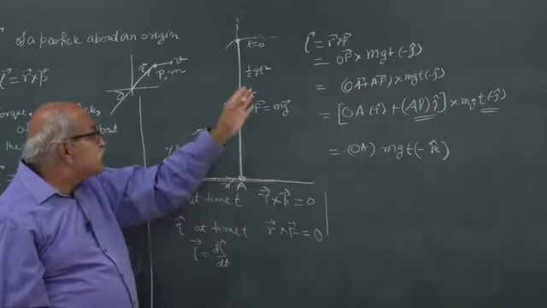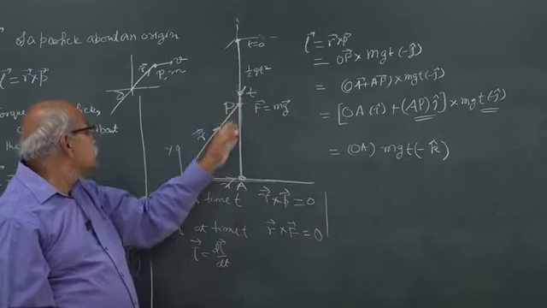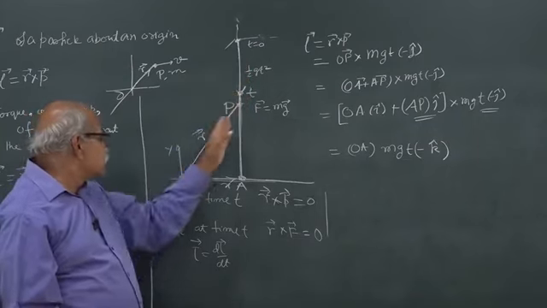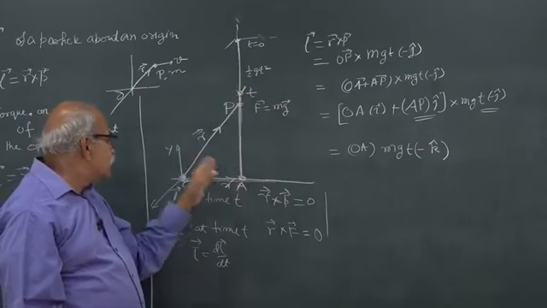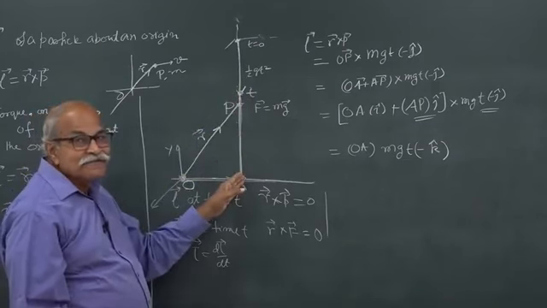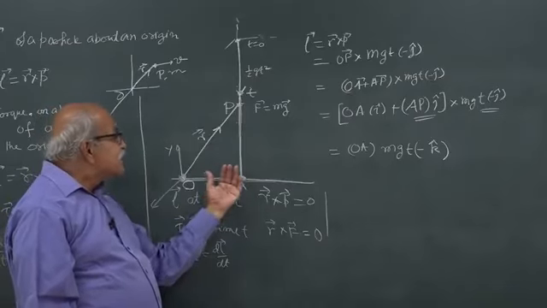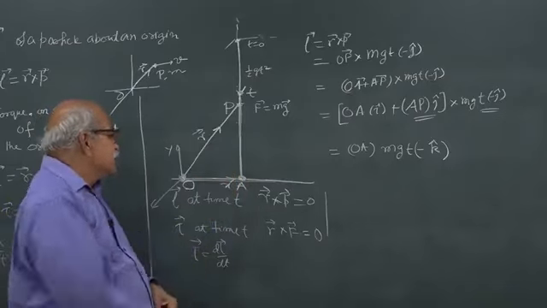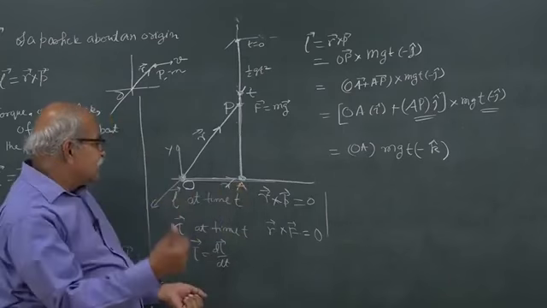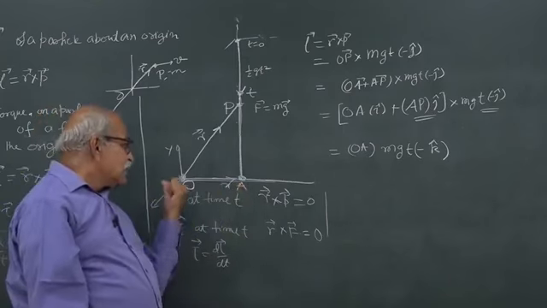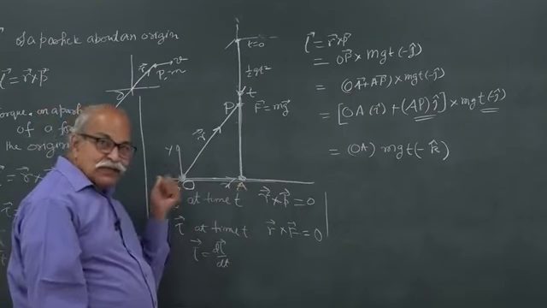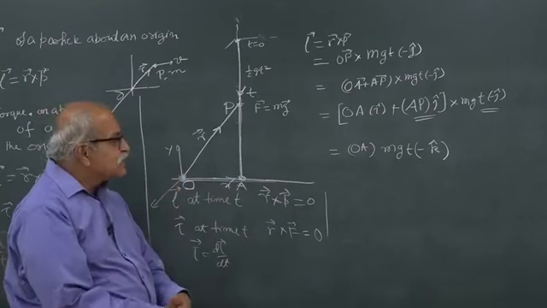So, the particle is falling along this, parallel to this y axis. This particle is falling parallel to the y axis, but its angular momentum is in z direction, negative z direction. If this is x, this is y, z is coming towards us, and minus k cap means it is going into the board. So, that is L.